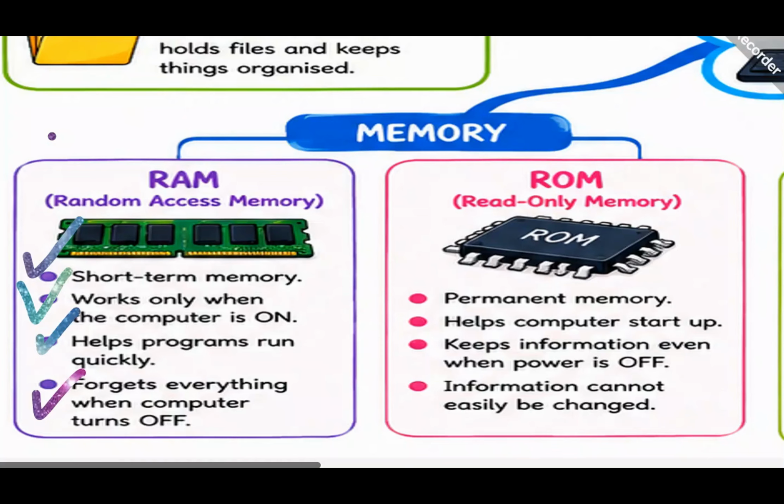Okay, now we will study the second form of memory, that is read-only memory. It is a permanent memory that helps the computer start up and keeps information even when power is off. Even when you turn off the computer, all the things that you have stored in ROM will remain intact and saved. Information cannot be changed easily because it is read-only memory, so the information remains the same.